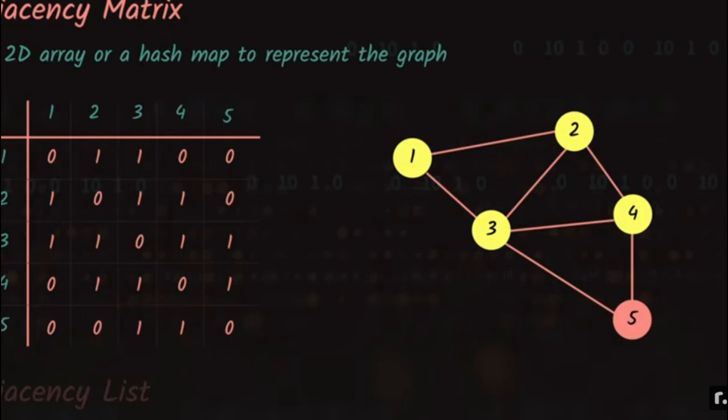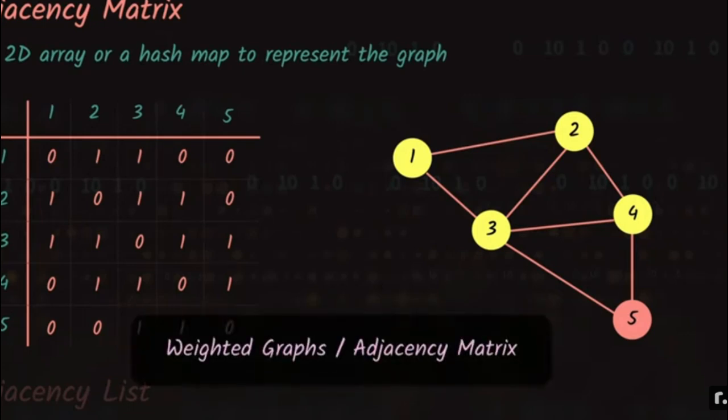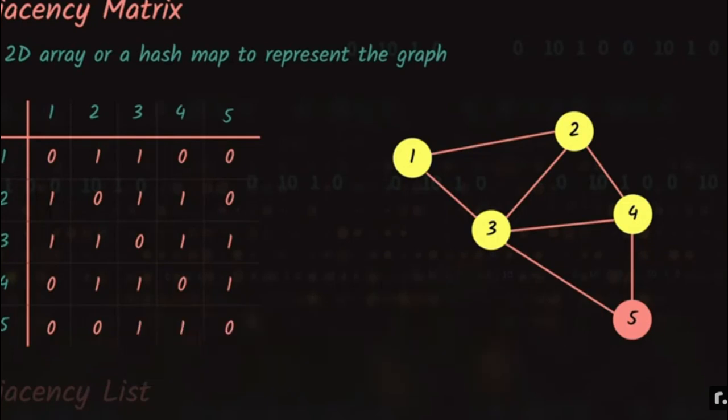For a weighted graph, we still have the same matrix, but in that case, instead of 1, we fill up the matrix with either the weight of the edge, or we put infinity if there is no edge between the nodes. So we don't put 1 and 0. For 1, we put the weight of the edge, and for 0, we put the infinity, which means that there is no edge between the two nodes.